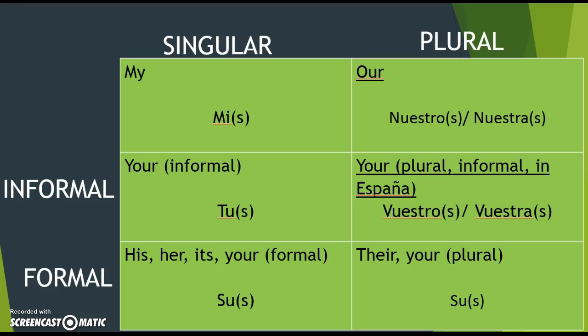Our is nuestro, nuestra, nuestros, or nuestras. Your, in Spain, is vuestro, vuestra, vuestros, or vuestras. And their, or your plural, is su or sus. So a couple of observations. First of all, the nosotros form and the vosotros form are always not just singular or plural, but also masculine and feminine. So pay close attention to the item that's being described. Furthermore, I'm sure you've noticed that the words his, her, etc., and their are the same. You just have to know which one the right answer is based on context.